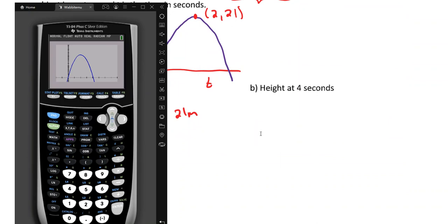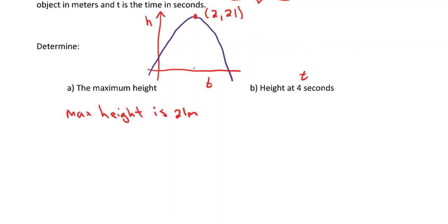Okay, so now, height at 4 seconds. Well, 4 seconds, that's my time. That's the one that's going across the bottom. So what we want to know is when we actually get to 4 seconds right there, what would my height be? That's the question right there. So really what I want to do is figure out what that point would be, because this would be like 4 comma something. That'd be my y value right there. I want to know what that is, because that would be how high it is at 4 seconds.